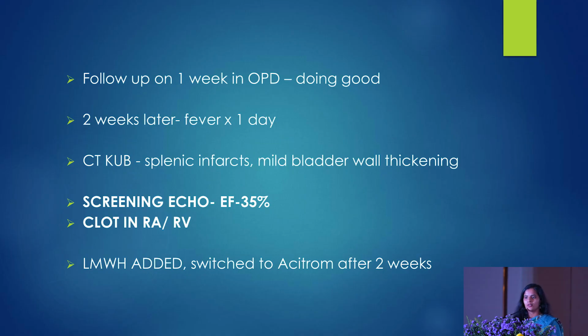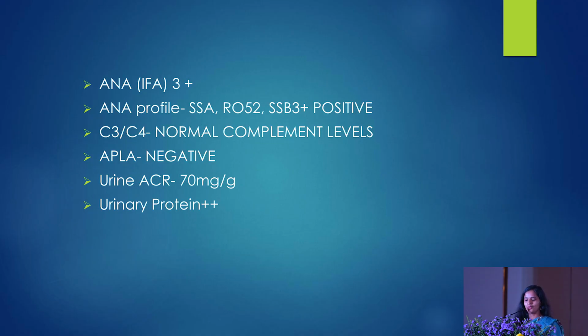found to have a clot in RA and RV. So therefore started with low molecular weight heparin and acitrom, to switch to acitrom after 2 weeks. Because of the disc corruption, we don't have the images of this.